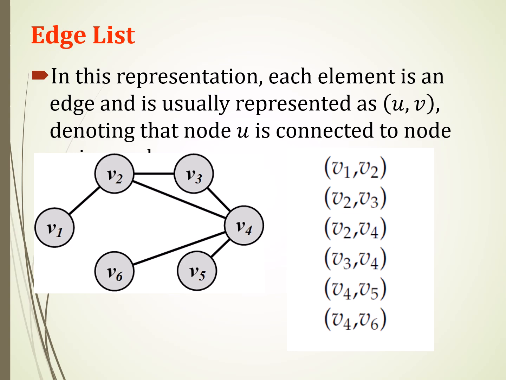So let us have a quick activity. Consider a graph. A is connected to B and C. B is connected to C. C is connected to D. Can you represent it using adjacency matrix, adjacency list and edge list?